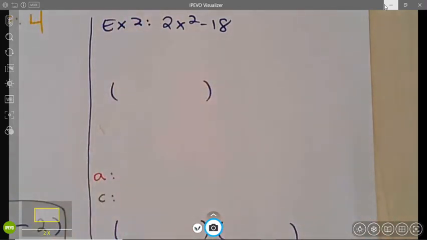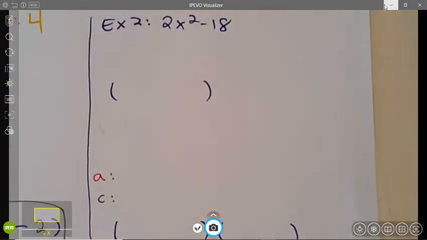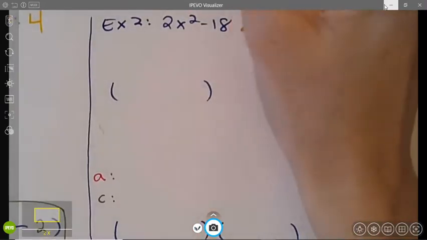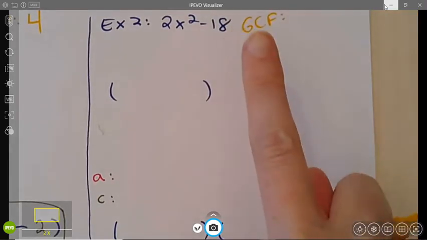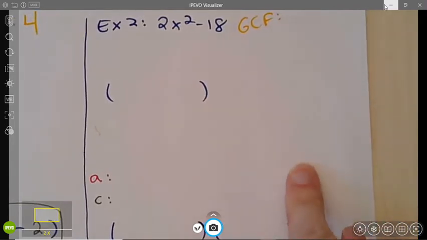Let's get going. So example 2, again, the first thing that you always try to factor out before you try any factoring technique is to look for a GCF. Do you guys spot a GCF in the problem? So let's identify the GCF first, and after that, if we can still factor, we will keep factoring if that is the case.